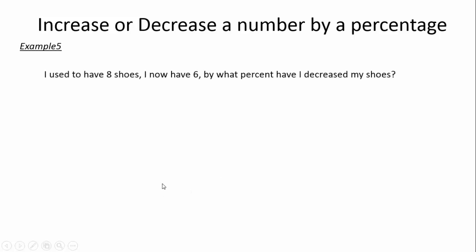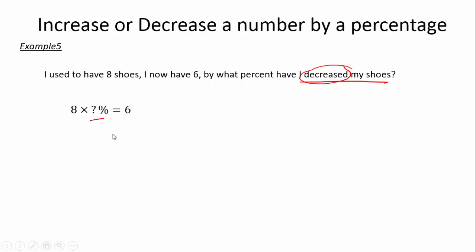I used to have 8 shoes. I now have 6 shoes. By what percent have I decreased my shoes? So what percent have I decreased my shoes? Okay, let's have a look at this. You've got to look at the wording carefully here. This is going to lead us into our next video on word problems. 8 times a certain percent is equal to 6.